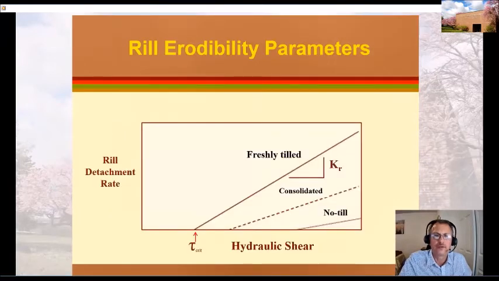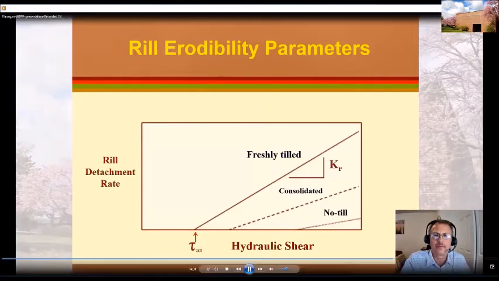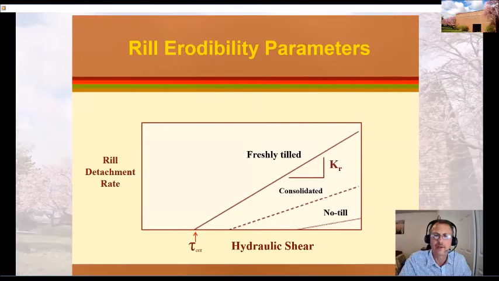This just shows the changes in the rill detachment rates based on the soil conditions. So a freshly tilled condition has the greatest rill erodibility and the lowest critical shear stress. Once that soil consolidates, the critical shear stress will increase, the erodibility will decrease, and under a long-term no-till, you may have the highest critical shear stress and the lowest rill erodibility values, so the least erodible conditions.